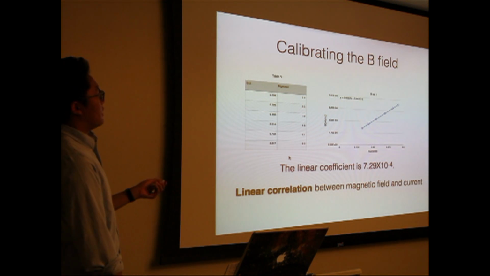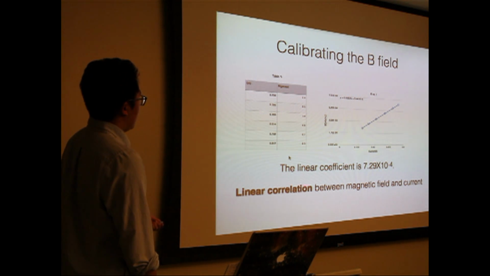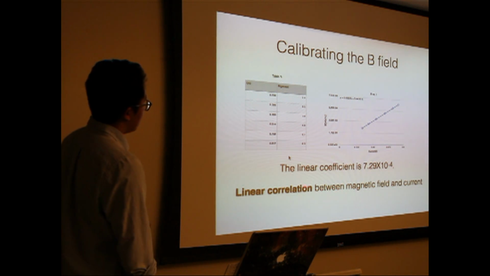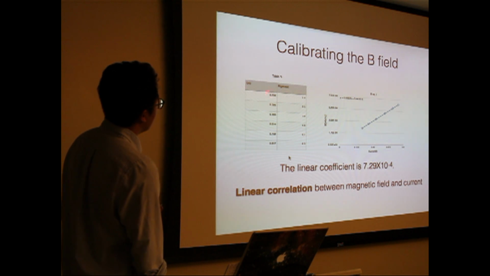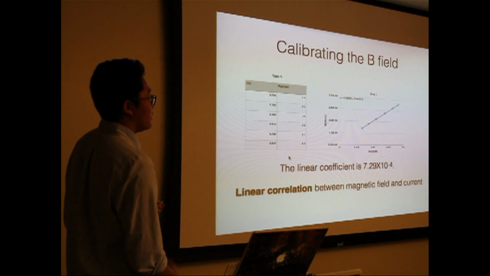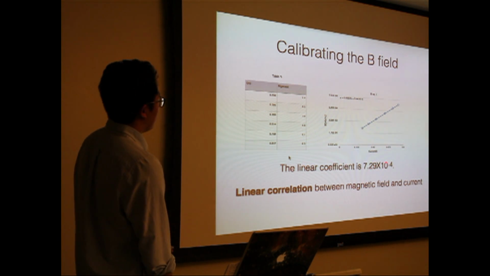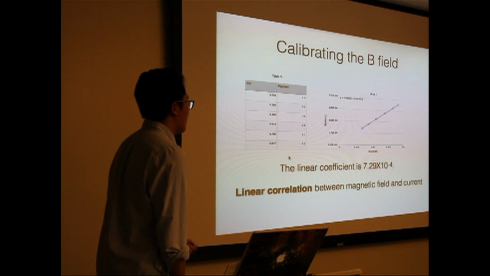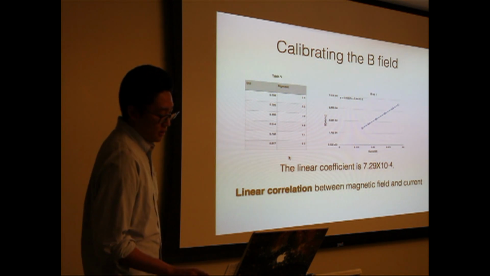After I measured the magnetic field, I found out that actually the magnetic field has a linear correlation with the change in current. The coefficient is about 7.29, which is obviously much lower than the 7.8 given by the manufacturer.